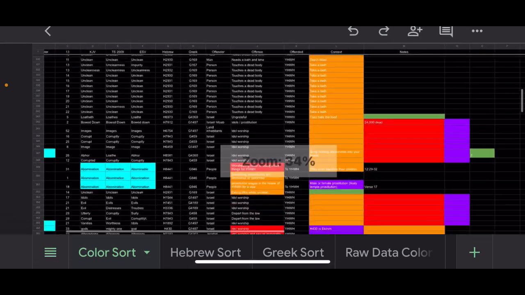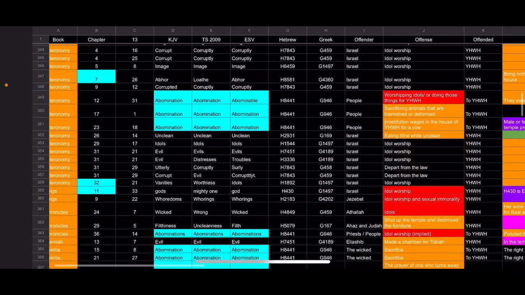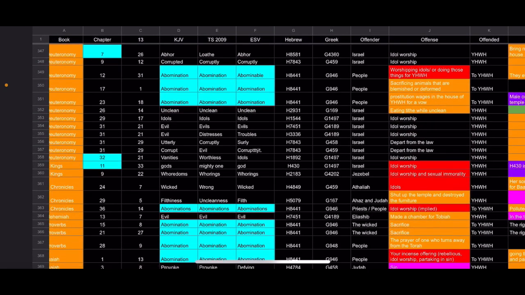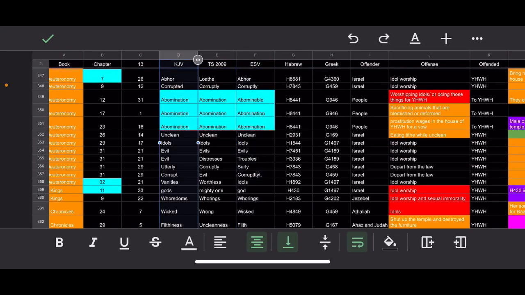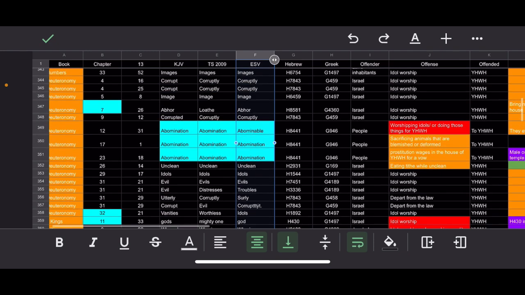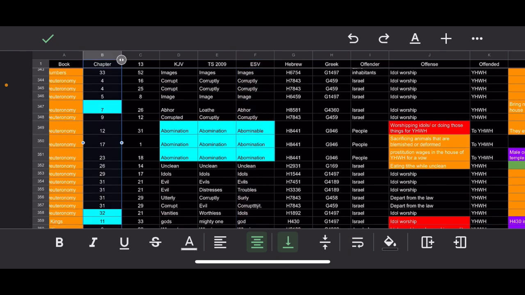You'll notice when we zoom in, these columns, King James, Scriptures, and ESV, some of them, if it is an abomination word, it's going to be highlighted in blue. In the B column, sometimes the chapter is going to be highlighted in blue as well, but then there will be no blue highlight in the King James, Scriptures, or ESV columns.